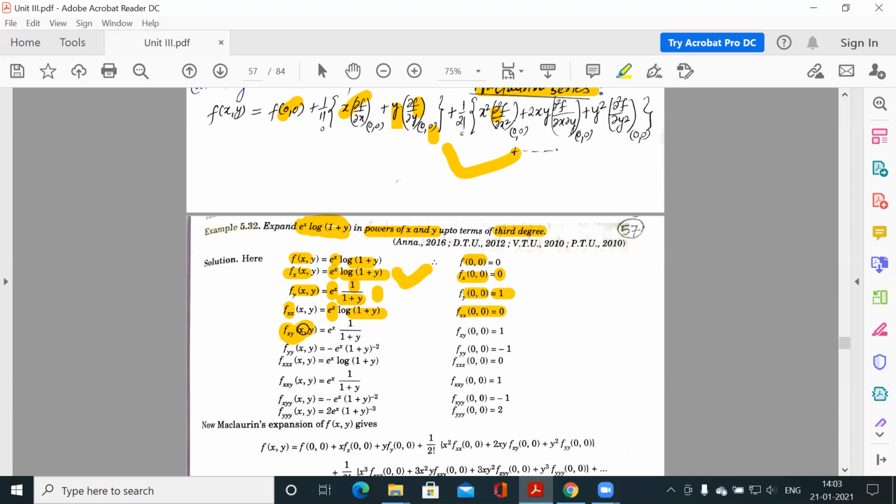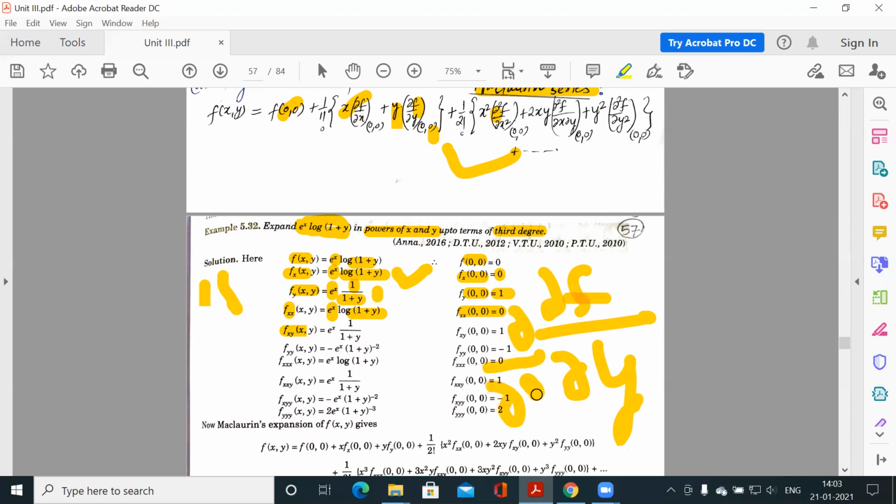Now fxy. What is fxy? First, you need del f over del y, then you have to differentiate it with respect to x. That means del over del x of this function. So del f over del y is here, e to the power x into 1 over 1 plus y. Now the differentiation of this function with respect to x is e to the power x over 1 plus y.